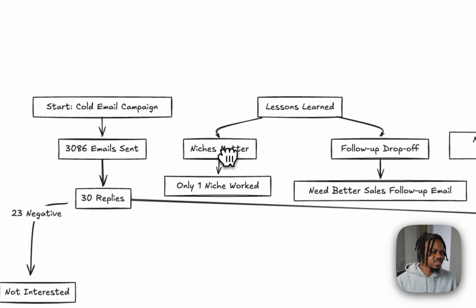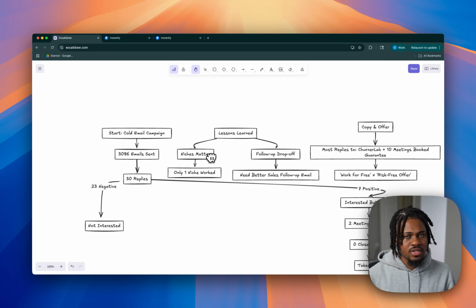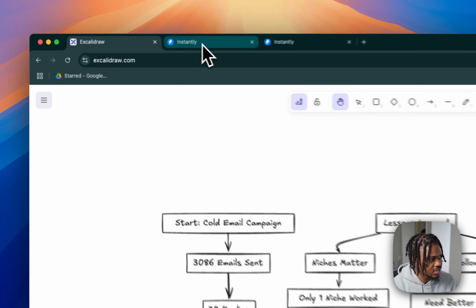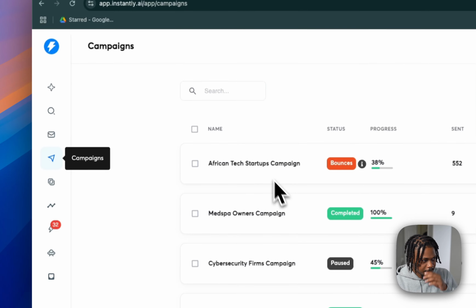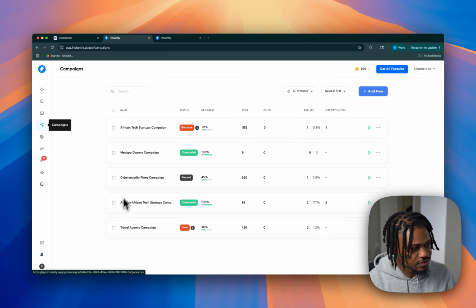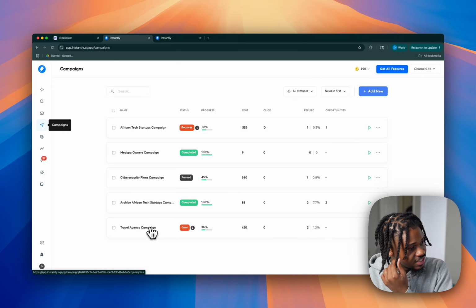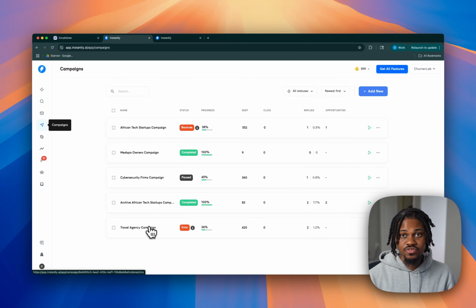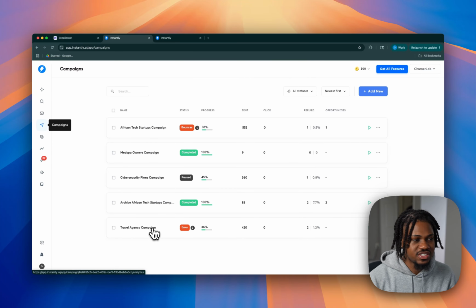The thing I really want to touch on here is that niches matter. There's probably one thing I should have thought a bit more about, and I'm going to show you right here what my niches look like. I did African tech startups, med spa owners, cybersecurity firms, and travel agencies. For example, I got a lot of responses from travel agencies. As you can imagine, travel agencies pay a lot of attention to their emails because that's how people contact them for bookings. But the issue there was the offer I had for the travel agencies wasn't good.